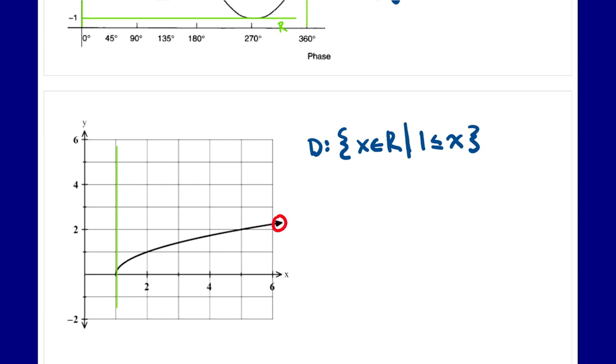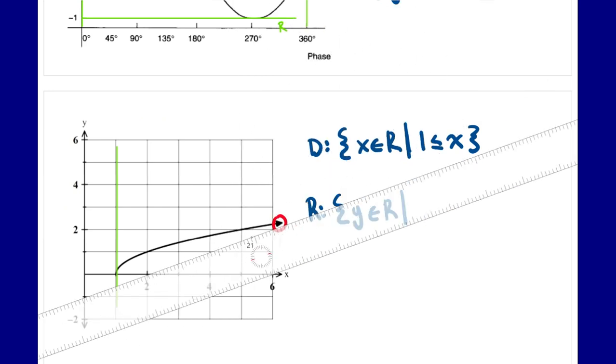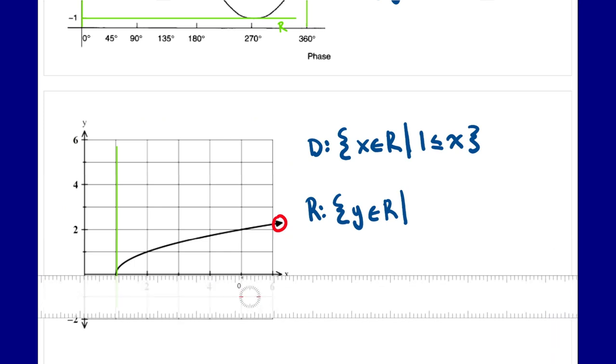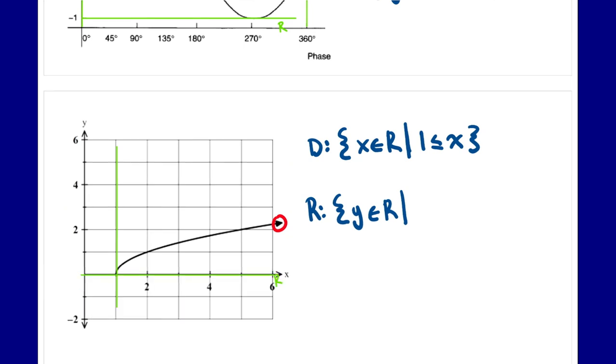For the range, we're going to do the same thing again, except instead of x, we're going to look at the y values. So y is any real number, given that. And let's find the minimum possible value. So again, minimum value, we come up from the bottom. We see that the range or the y values are not getting any lower than there. So that is going to be my minimum or my lowest possible y value, which in this case is 0. So y has to be greater than or equal to 0.